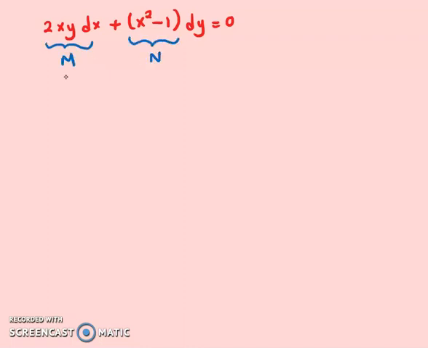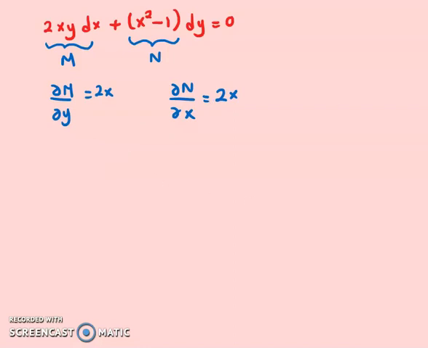It's given as 2xy dx plus (x squared minus 1) dy equals 0. So identify your M and your N as follows. Now check whether they are exact. If they are not exact, you probably won't be able to use this approach. Since they are equal, we can say that they are exact.